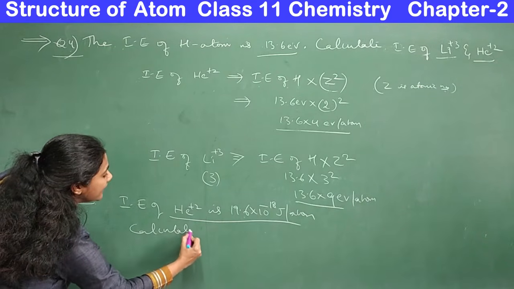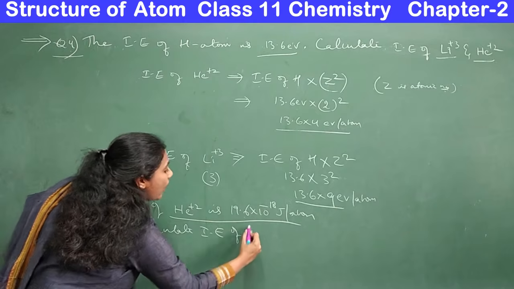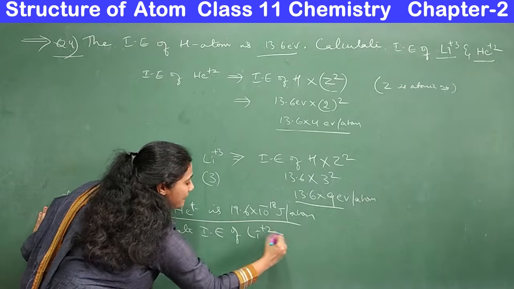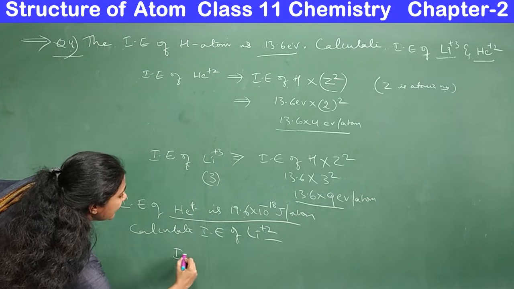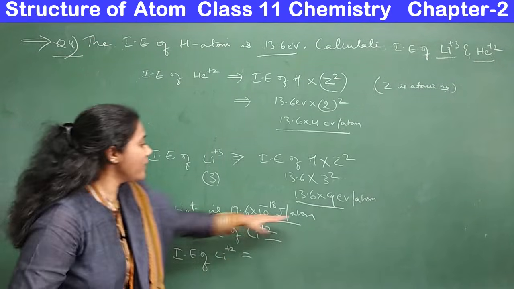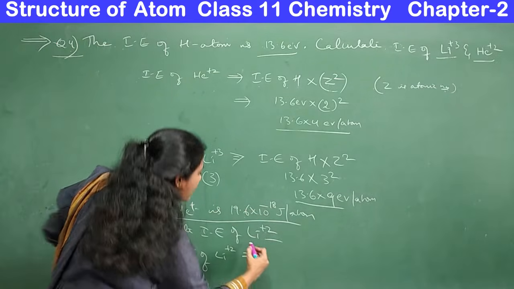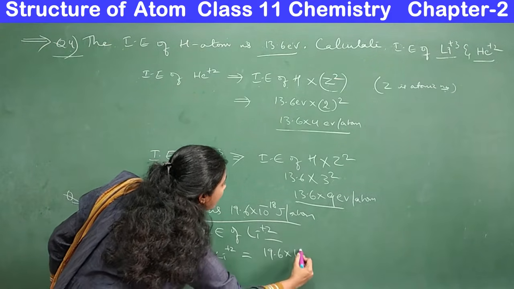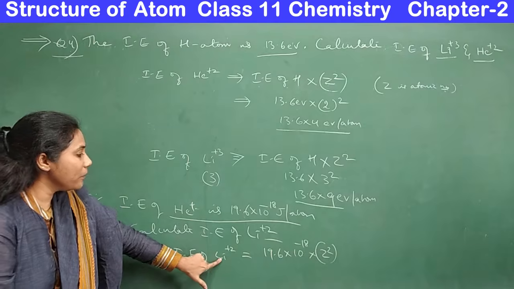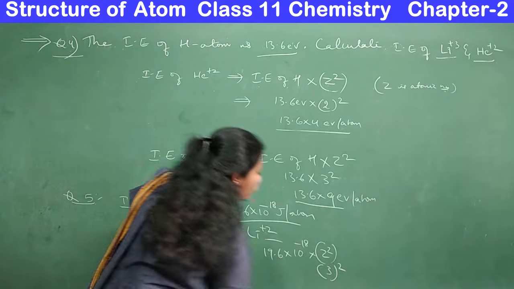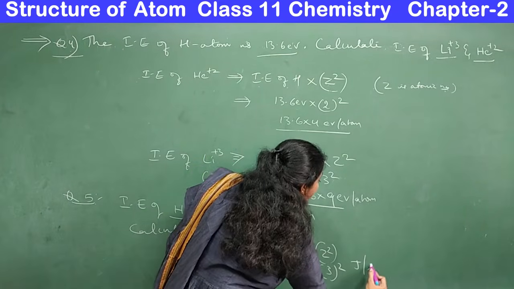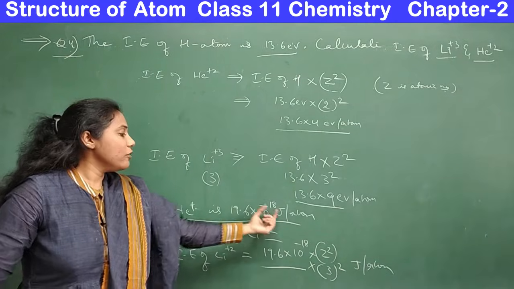Calculate the ionization energy of, sorry, Li+2. Then what do you do, guys? The ionization energy of Li+2 is equal to this given value into Z square, that is 19.6 into 10 power minus 18 into Z square. So what is Z square for lithium? Atomic number 3, no? So 3 square, that is 9, into this value you should multiply. You will get the answer in joule per atom, because the given value was in joule per atom.